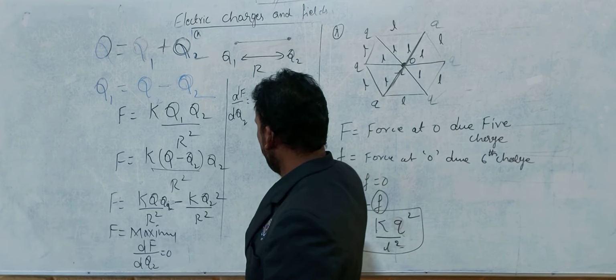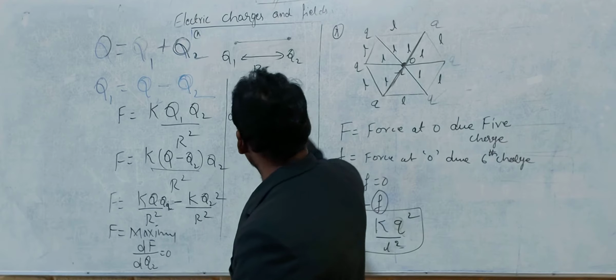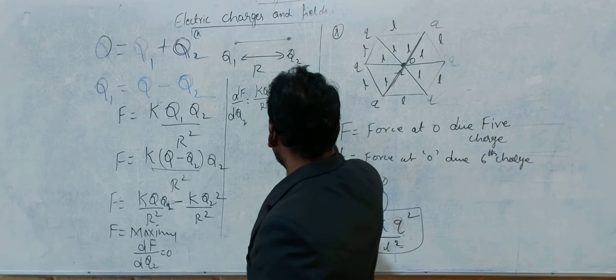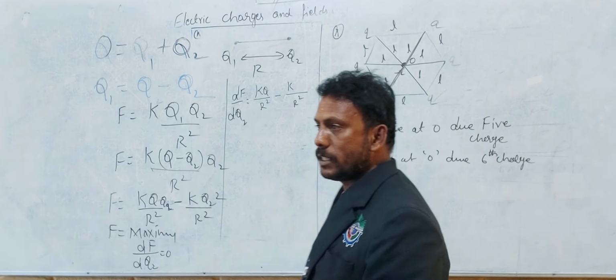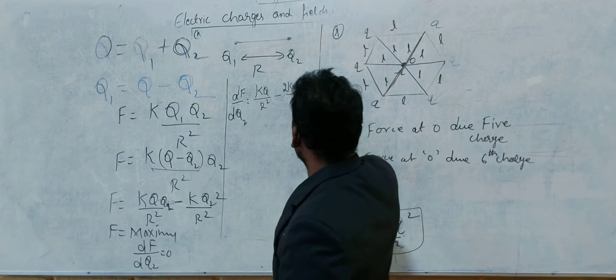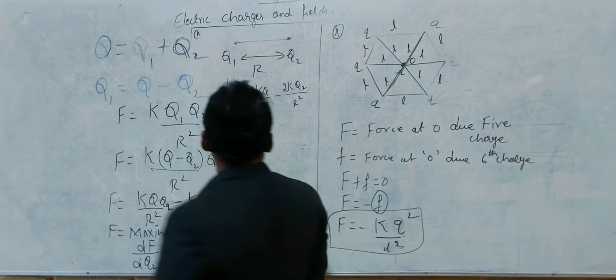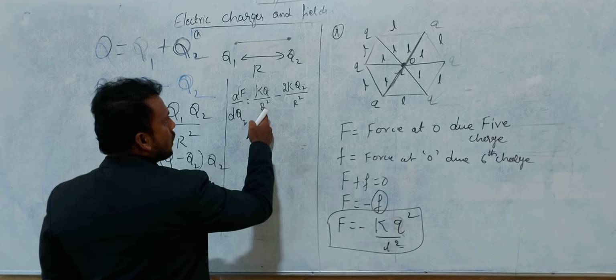K Q divided by R square minus K Q2 square. K is constant and R square is also constant, take them outside. Differentiation of x square is 2x, so the differentiation of Q2 square is 2 Q2. Therefore, K is constant, R is also constant.